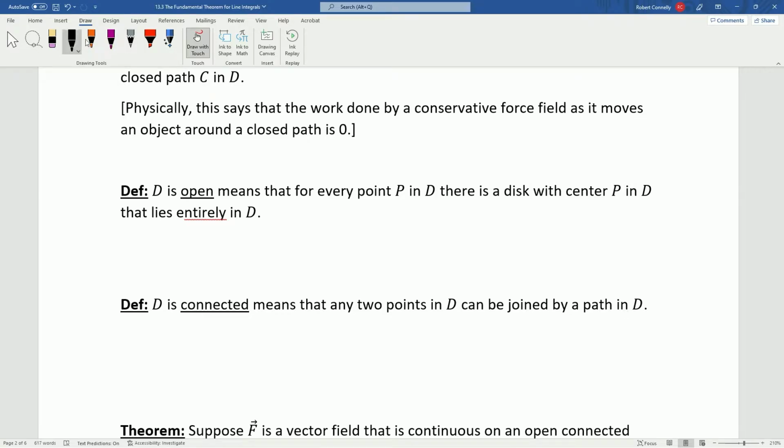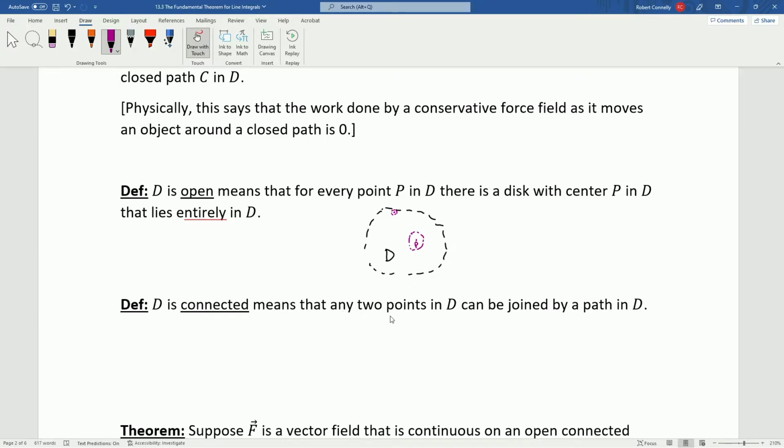So let's go ahead and draw these actually. So this first one, D is open, means that for every point P in D, there's a disk with center P in D that lies entirely in D. So you've got some region D. What it means to be open is that I can draw a point, and no matter where I draw that point, I can always draw a circle around it, where that whole circle is inside the region D. So if I go really close to the boundary, that's fine. I'll just have to draw a really small circle. That's the basic idea.